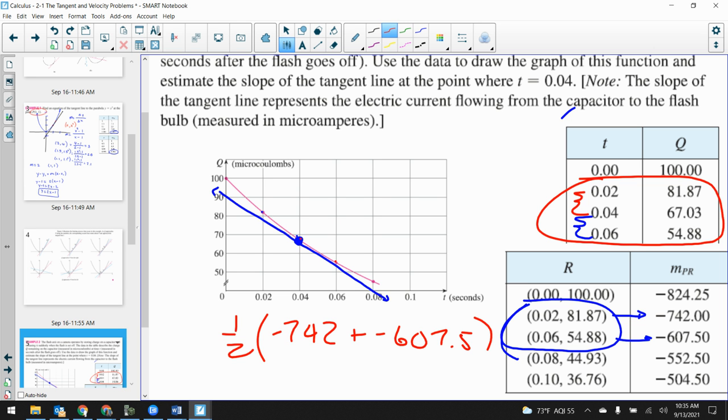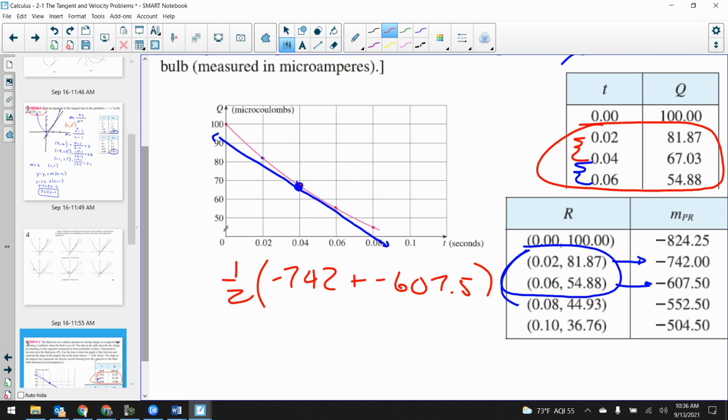They're like, well, if it's somewhere in the middle, we'll just take the average, which is okay, which is not a horrible thing to do. We know that it's somewhere in the middle there, so we're just going to assume that, and I did this ahead of time, so it's negative 674.75. Okay? It's somewhere in the middle there.